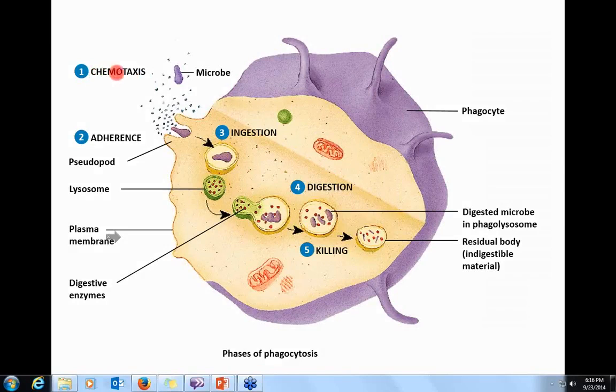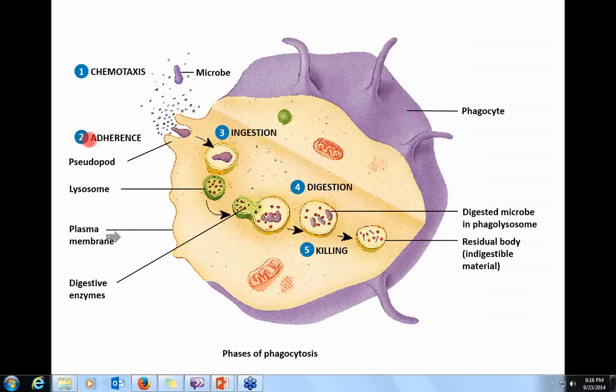The first step is chemotaxis, and that's referring to these little particles here. This is your microbe. This is the foreign guy that you want to, or the pathogen, I'm sorry. This is the pathogen that you want to get rid of. Here is the phagocyte. This chemotaxis are chemicals that are attracting the phagocyte to the microbe.